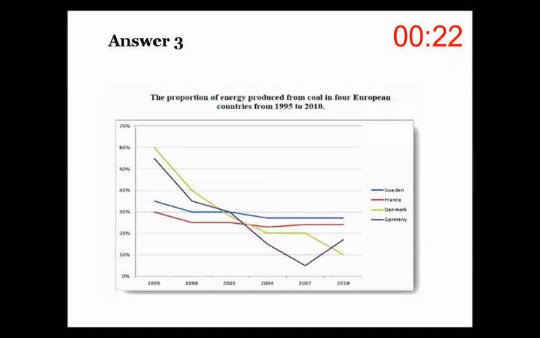Last but not least, the lowest number goes to Germany in 2007, which is 5%. In conclusion, different categories have different trends during this time period.